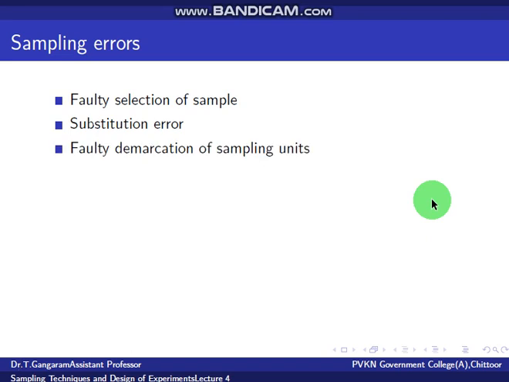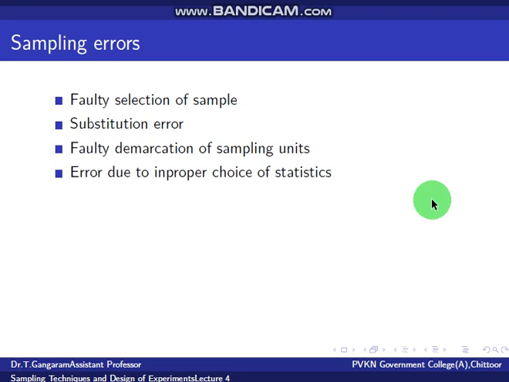Next error is faulty demarcation of sampling units. In the case of field surveys, we may not be able to demarcate the sampling units correctly. This faulty demarcation adds some error to the estimates. For example, in agricultural experiments or crop cutting surveys, the decision of including borderline cases depends on the will of the investigators. Hence, likely error in the decision.